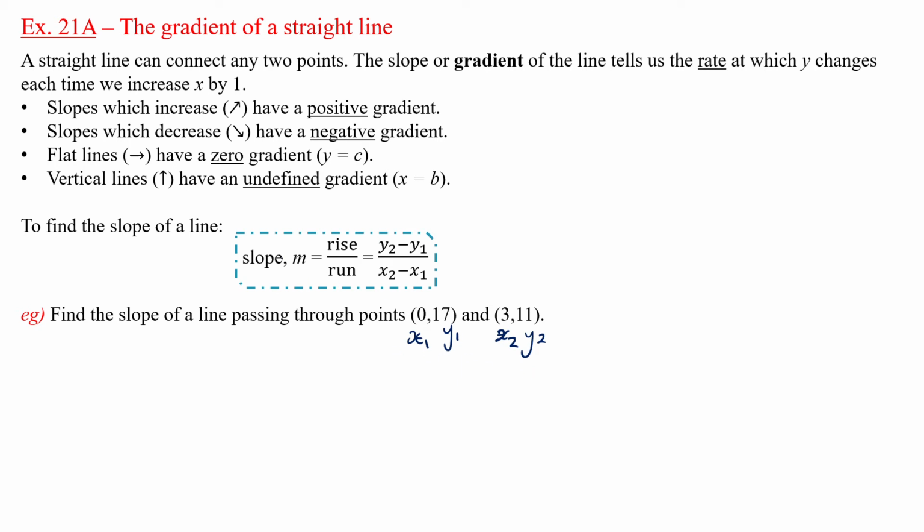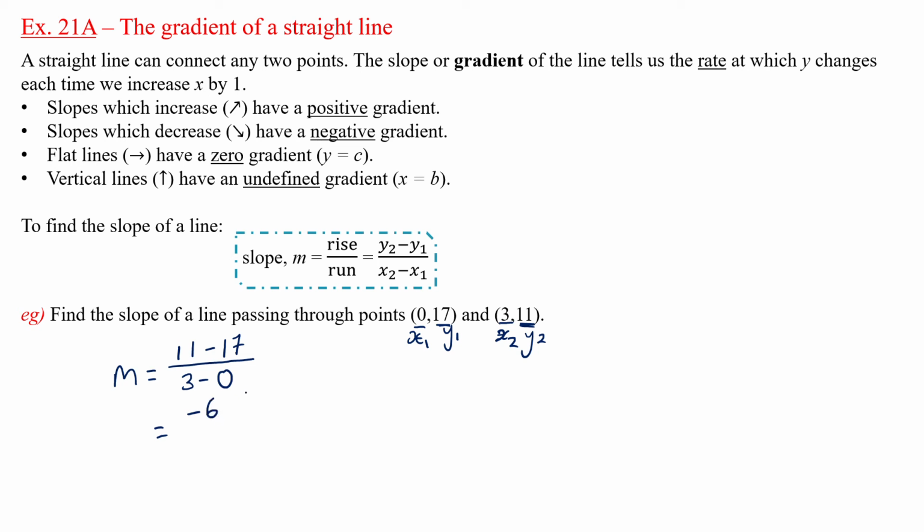We'll now substitute into the formula provided. To calculate our rise, or our distance between the y variables, all we need to do is subtract y1 from y2, so that will look like 11 take 17. We run that as a fraction, where we subtract x1 from x2, so 3 take 0. We can then simplify. 11 take 17 is -6.